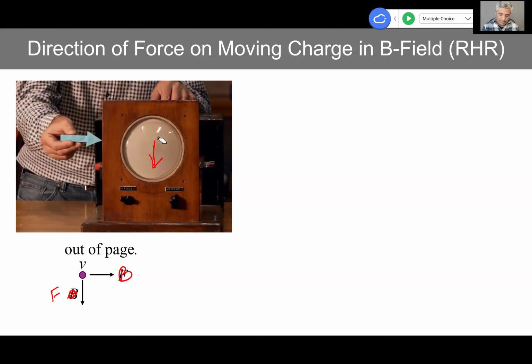So how do I know the force is down? When the magnet wasn't there, this dot was at the middle. Okay. Now the dot is down. So that means it's getting pushed. It means the force must be down. So what does that mean? A beam of electrons means it's moving electrons.